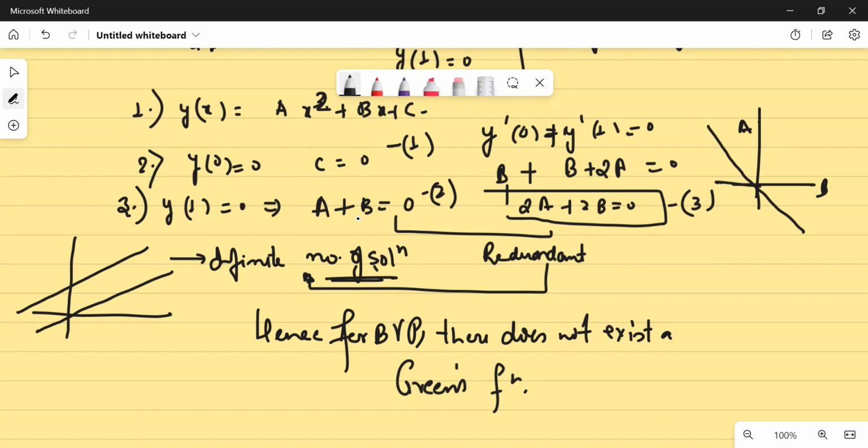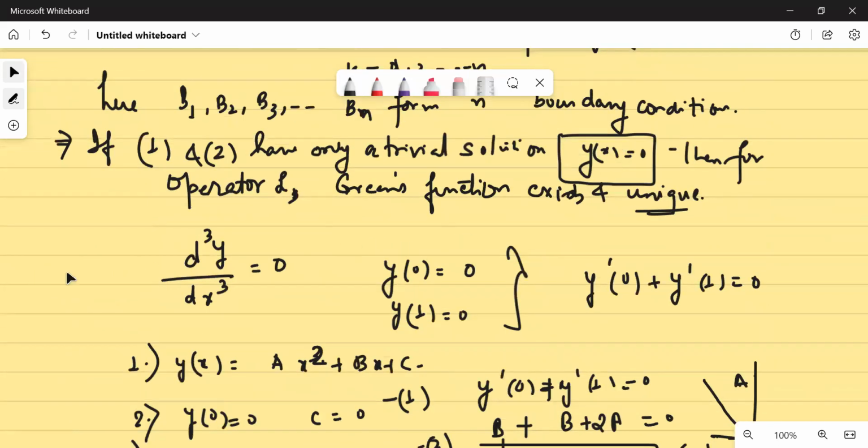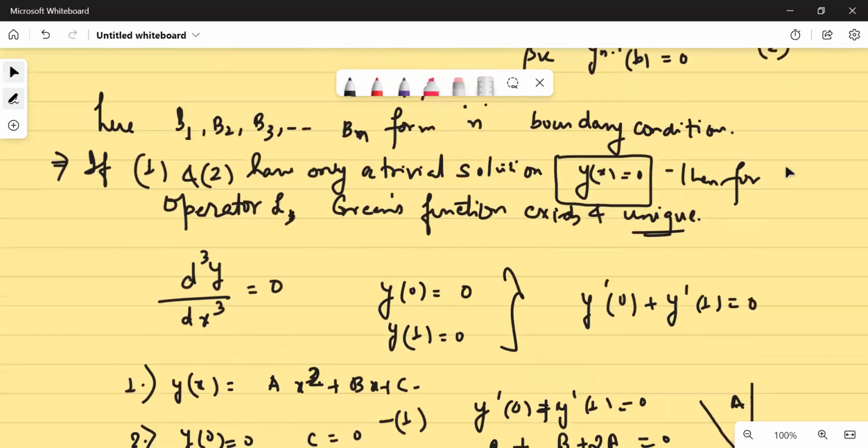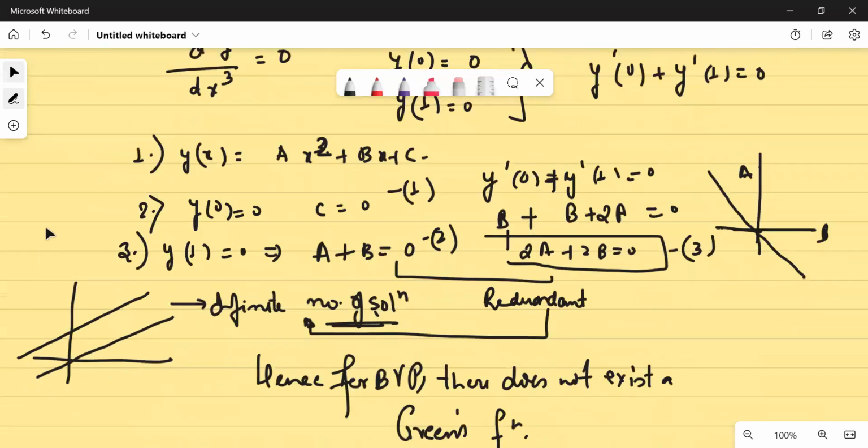You just take A equal to minus B, and then you have these infinite number of solutions. These two are redundant equations. Basically, you will never converge to a unique solution from this. So you can have an infinite number of solutions. Since you have infinite solutions in A and B, you have infinite y(x). And since you have infinite y(x), you are not ending up getting y(x) equal to 0. So only if equation number 1 and equation number 2 yield a unique trivial solution, only then your Green's function exists and is unique. I hope I have made my point clear.